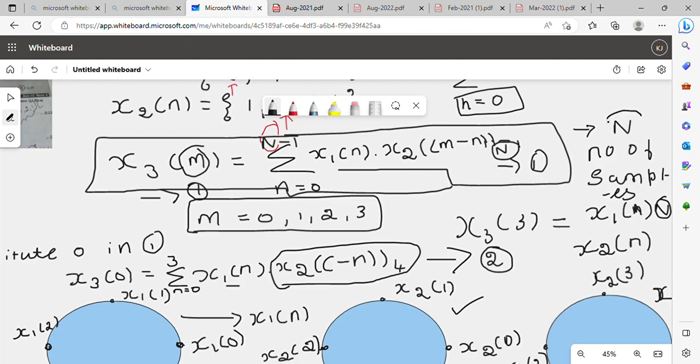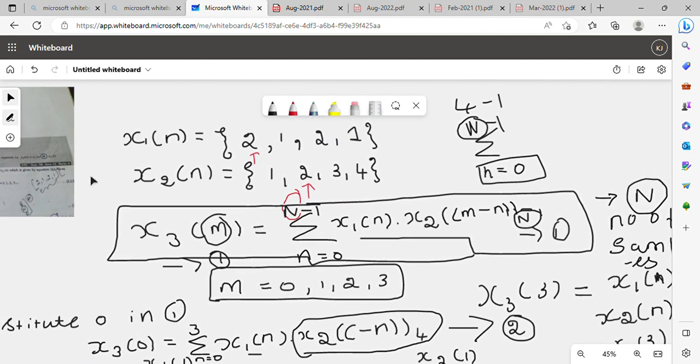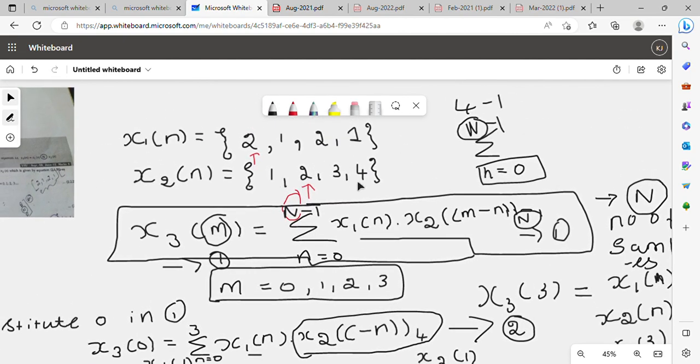You need to know that after learning this equation by heart, this is how to write it in your examination. First you are going to write the given sequence: x1 of n is equal to this and x2 of n is equal to this, right?